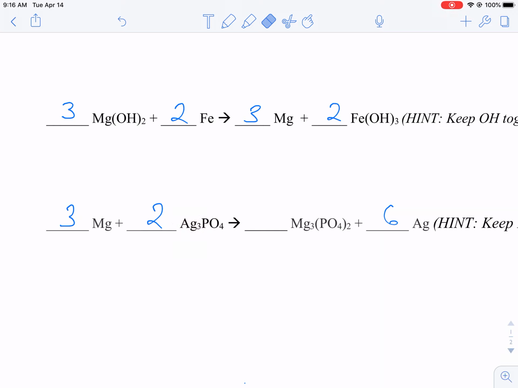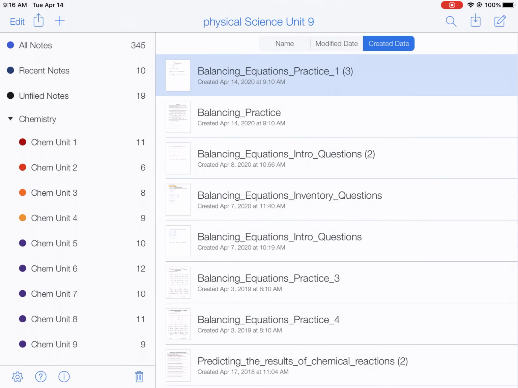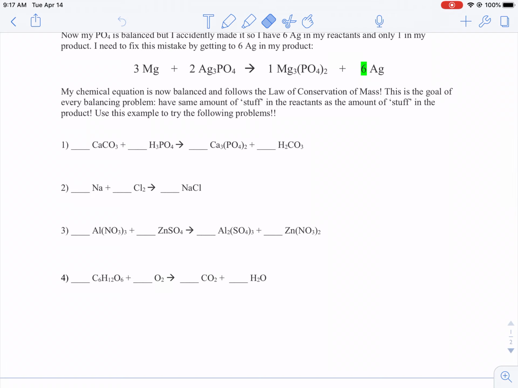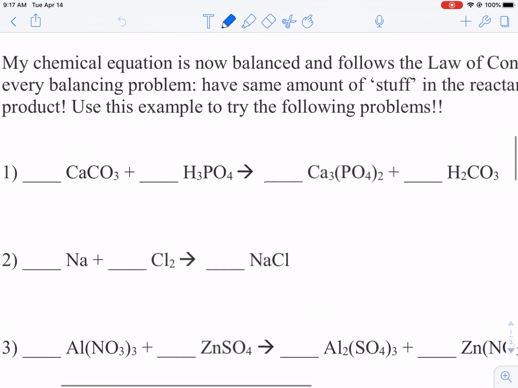And now I'm balanced. I have 3 magnesiums, 6 silvers, and 2 phosphates on both sides. Let's go to the other worksheet, the one that was actually due for today, and take a look at that. We're going to do the exact same thing. Look at number 1.